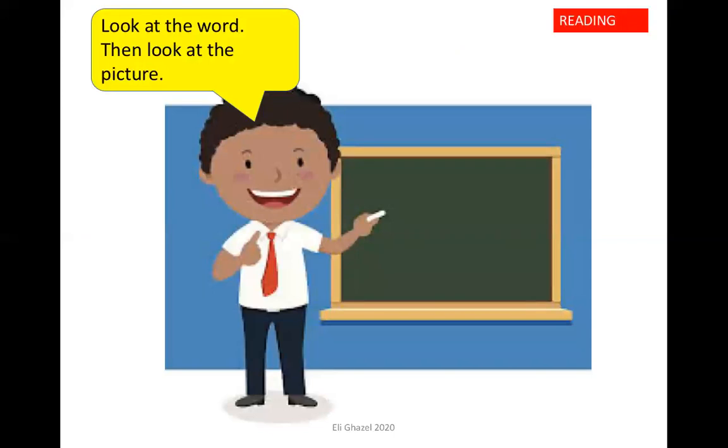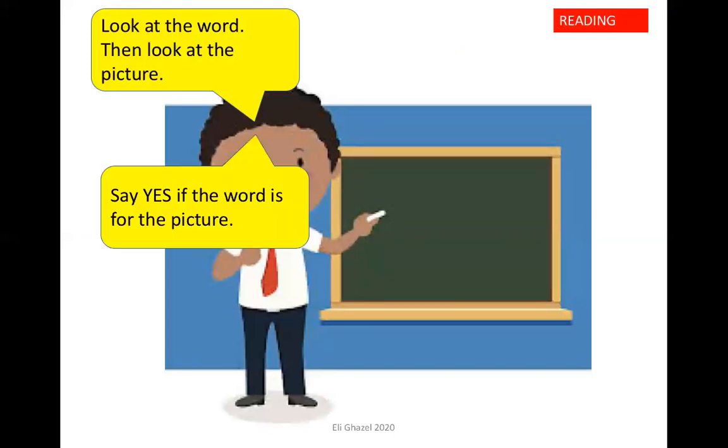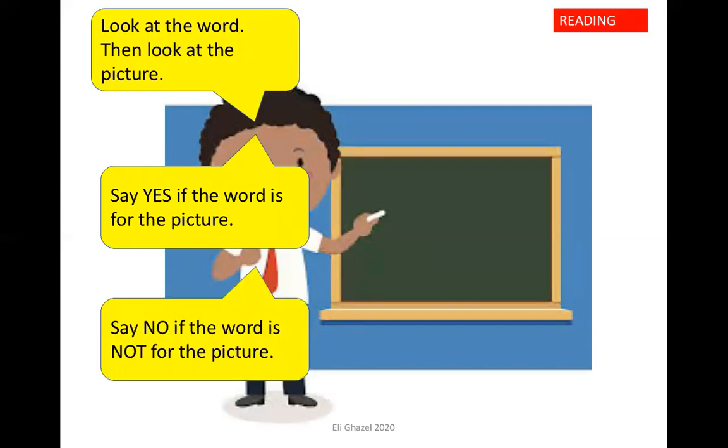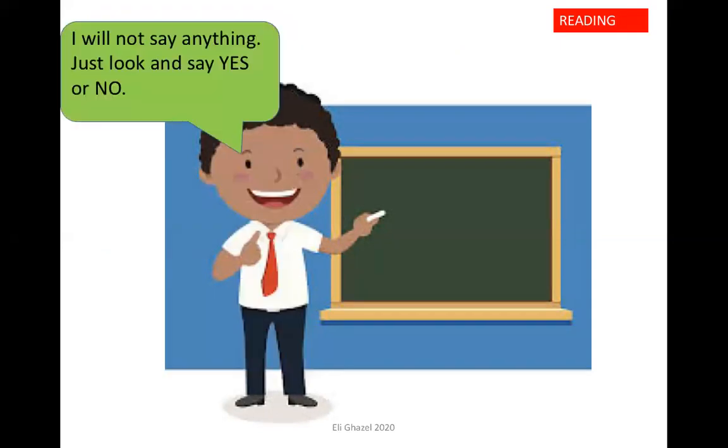Again, we do the same thing. We say, look at the word, then look at the picture. Say yes if the word is for the picture. Say no if the word is not for the picture. This is just a reminder. And again, you say from now on, I will not say anything. Just look and say yes or no.